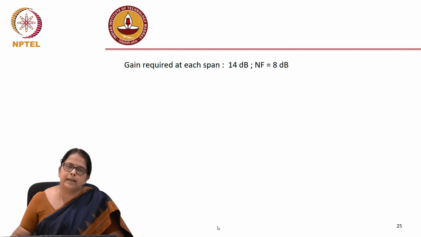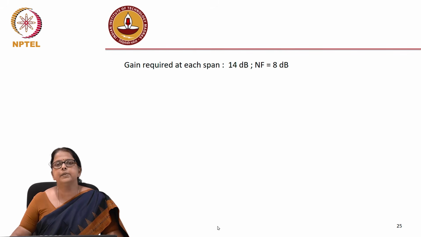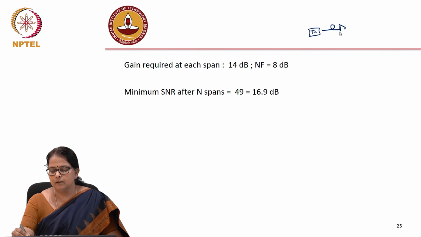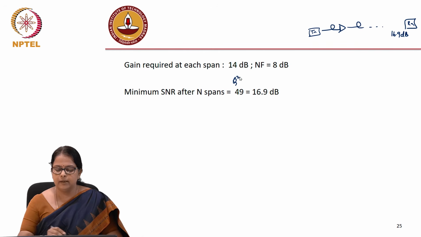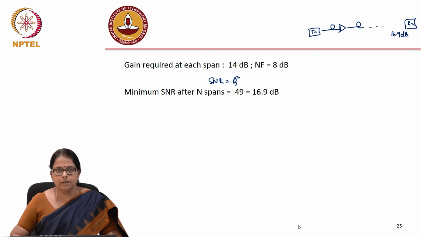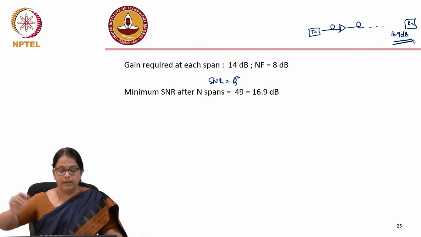This particular problem, we calculated the receiver sensitivity, and we know that every span should compensate for a loss of 14 dB, and the noise figure is 8 dB. So the minimum SNR after n spans, I need to have at the receiver 16.9 dB. Because this corresponds to Q square, SNR is equal to Q square. So Q square is 7 because BER is 1E minus 12. So corresponding to that, the SNR required is 16.9 dB. I need this 16.9 dB as SNR after all the n spans.